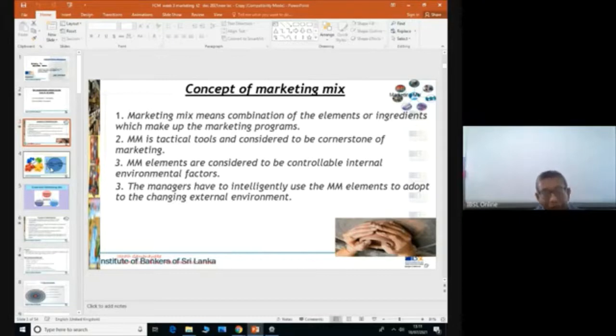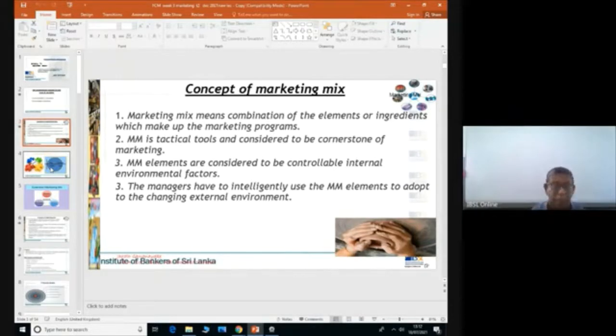So marketing mix elements are considered to be controllable, internal environmental factors which the organization can adjust. But external environmental factors like PESTLE factors you cannot control. So you use the marketing mix variables to live with the changing needs of the external environment. Right? And the marketing mix is sometimes called a tactical tool and is considered to be the cornerstone of marketing. All marketers use marketing mix elements. We will discuss those things a little later, in more detail, on how banks use it.